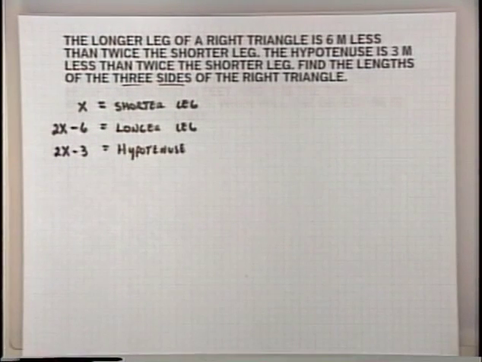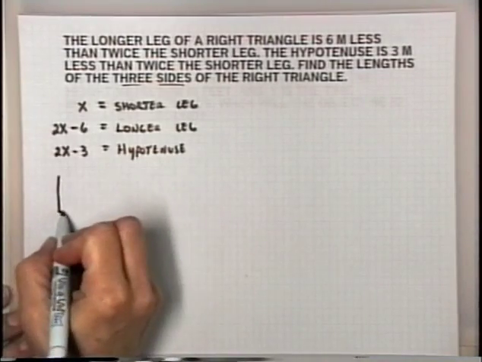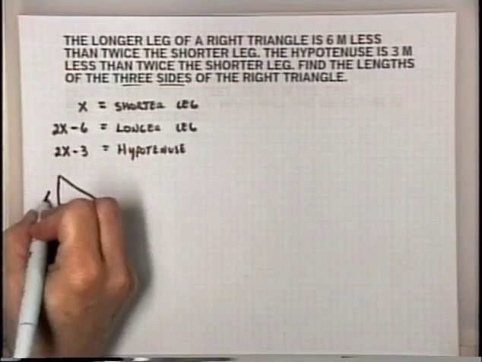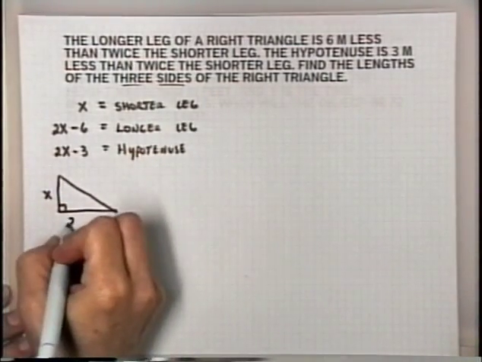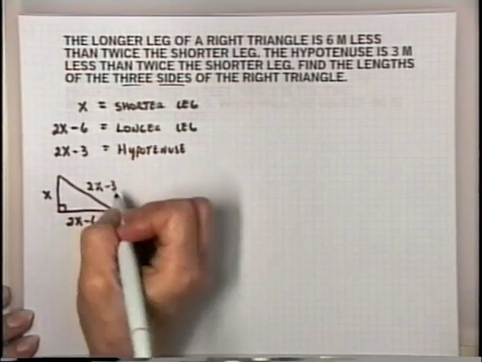You'll notice in this problem, we have just used all of the information in the problem to write down the expressions for the shorter leg, longer leg, and the hypotenuse. We are not given area or any other information about this right triangle. Let's draw a picture. I have a right triangle here. And this looks like the shorter leg, so I'm going to call that X. The longer leg being 2x minus 6. The hypotenuse being 2x minus 3.